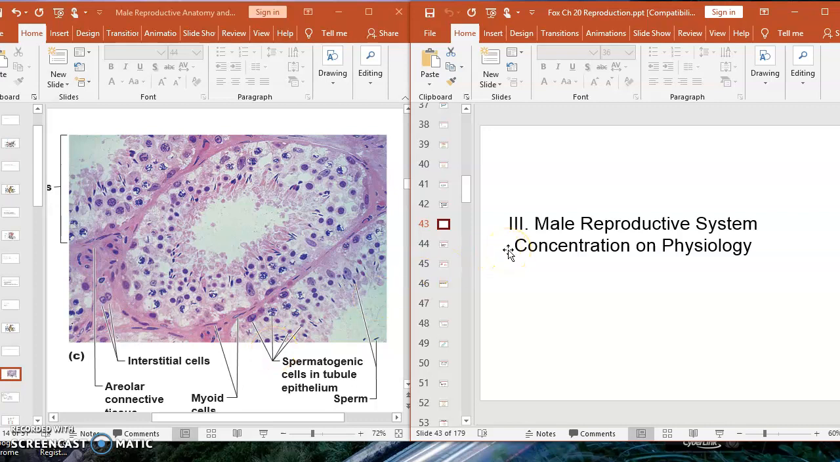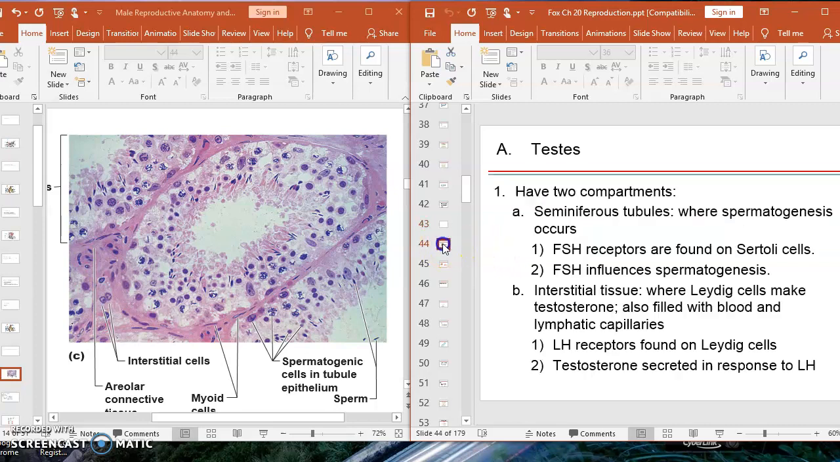Okay, class, we are now looking at the male reproductive system with concentration on physiology. The testes have, as we talked about before in our anatomy section, seminiferous tubules. This is where spermatogenesis occurs. In the seminiferous tubules, you have nerve cells called Sertoli cells, and you have the gametogenic cells. So you have gametogenic and non-gametogenic. The gametogenic produce the sperm, the non-gametogenic would be the Sertoli cells.